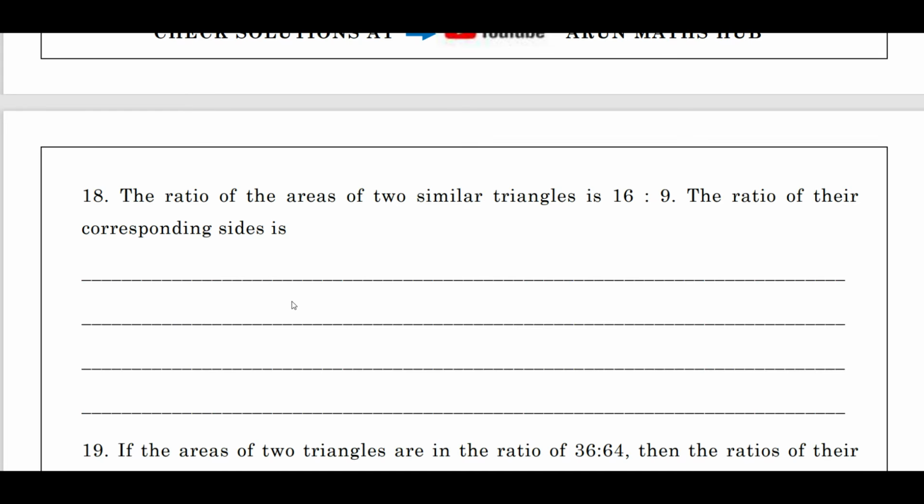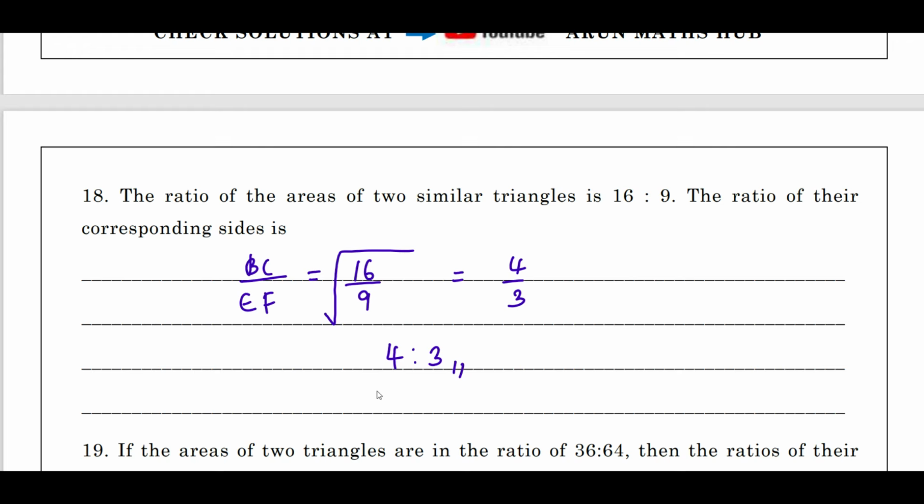We need to find out the ratio of their corresponding sides, that is BC square by EF square, or BC by EF equals what? Square root of 16 by 9. What you get? 4 by 3. Therefore the ratio is 4:3. When you need to find out the side, take the square root of the ratio of the corresponding side.